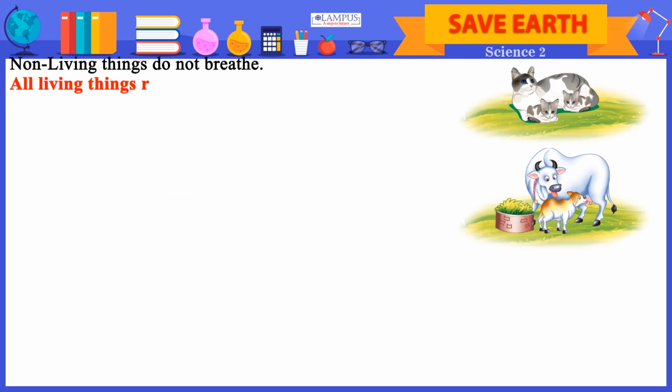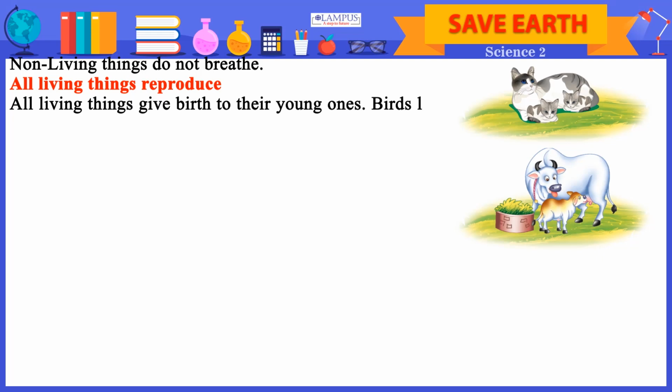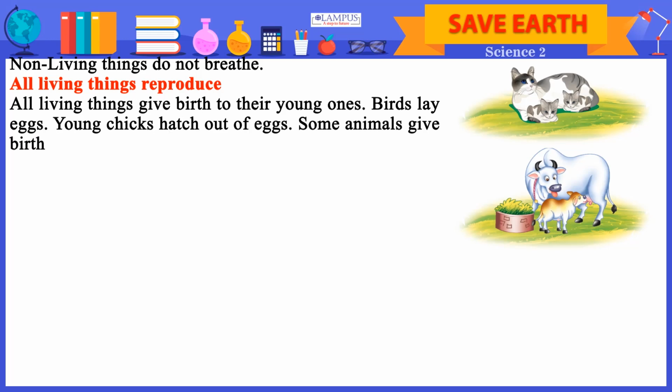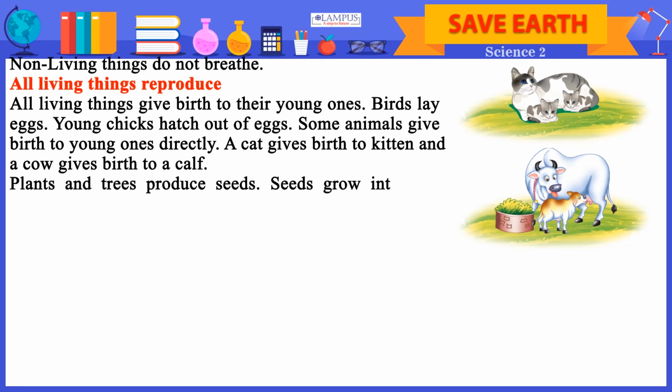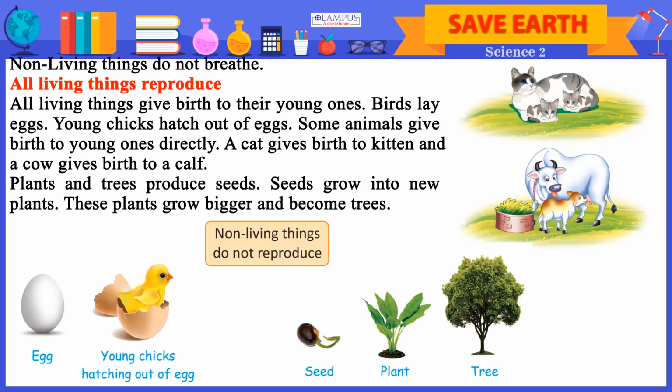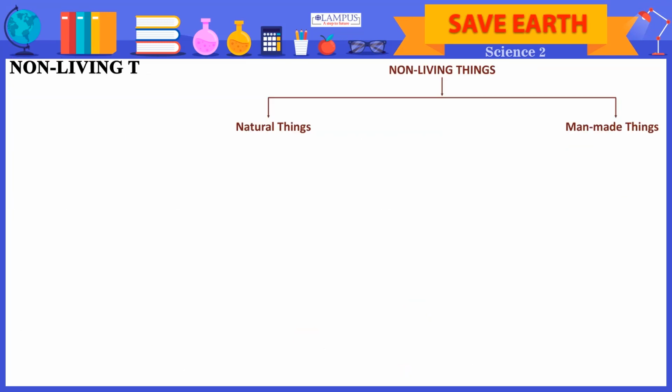All living things reproduce. All living things give birth to their young ones. Birds lay eggs. Young chicks hatch out of eggs. Some animals give birth to young ones directly. A cat gives birth to a kitten and a cow gives birth to a calf. Plants and trees produce seeds. Seeds grow into new plants. These plants grow bigger and become trees. Non-living things do not reproduce. Egg. Young chicks hatching out of egg. Seed. Plant. Tree.